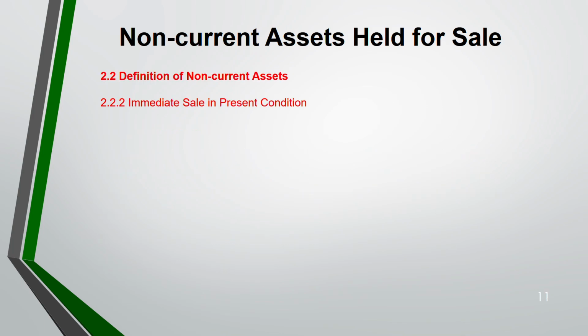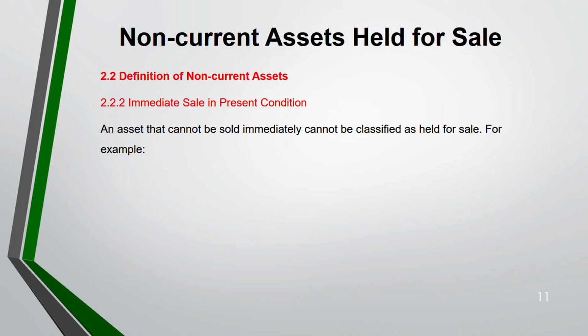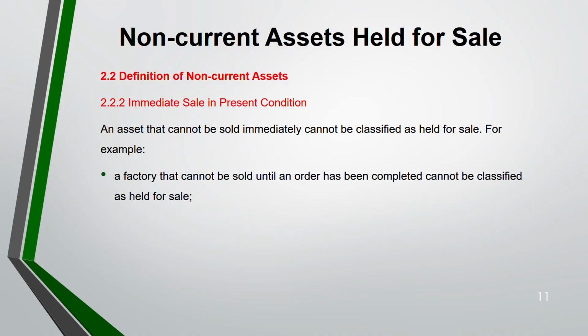Immediate sale in present condition. An asset cannot be sold immediately if it cannot be classified as held for sale. If you cannot sell your asset immediately, you cannot classify it as held for sale. For example, a factory. You cannot sell a factory until the order has been completed. Therefore, you cannot classify it as held for sale.